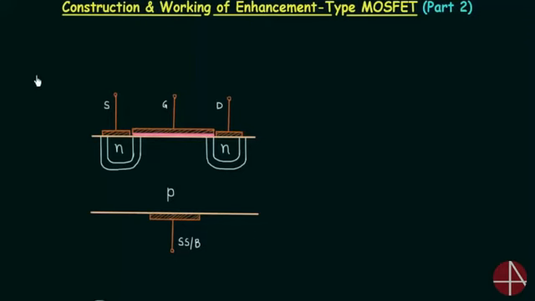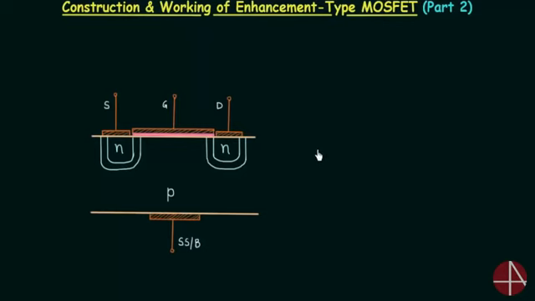In the last lecture, we saw the construction and working of the N-channel enhancement type MOSFET. We saw the classification of MOSFET. We discussed the differences between depletion type and enhancement type MOSFETs, and the most important one, we discussed how the channel is formed in case of enhancement type MOSFET. Now in this lecture, we will discuss a few important terms, and we will also complete the working of enhancement type MOSFET.